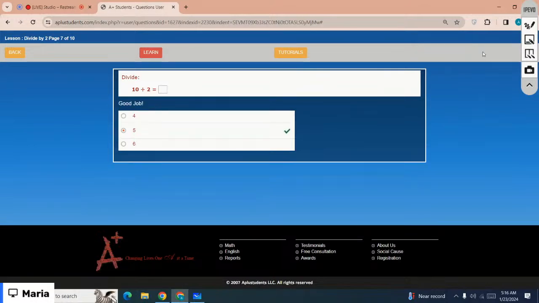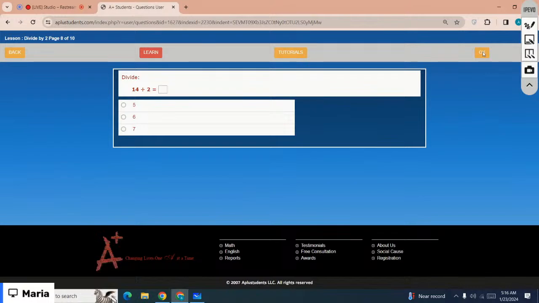Okay, the next one is 14 divided by 2. So, which is the correct option? 2 times what number makes 14? Very good. The correct option is 7. 2 times 7 makes 14.